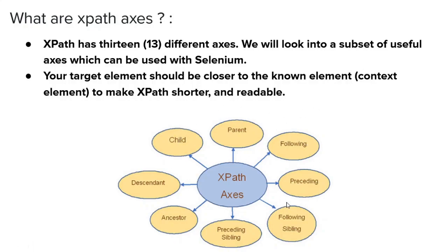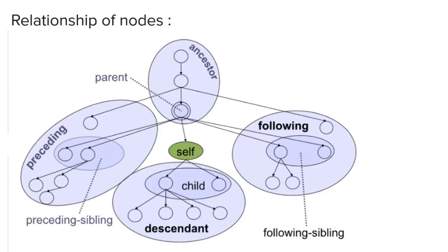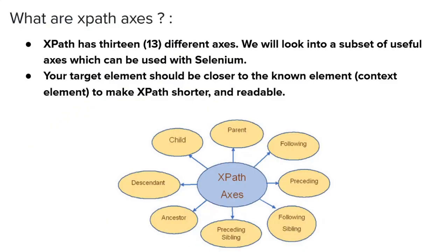What are these keywords now? So child, parent, following, preceding, following sibling, preceding sibling, ancestor and descendant. So these are the 8 XPath axes. We will look into it. Now let's see what exactly are XPath axes and what is the relationship of the nodes and what is the meaning of all these keywords.